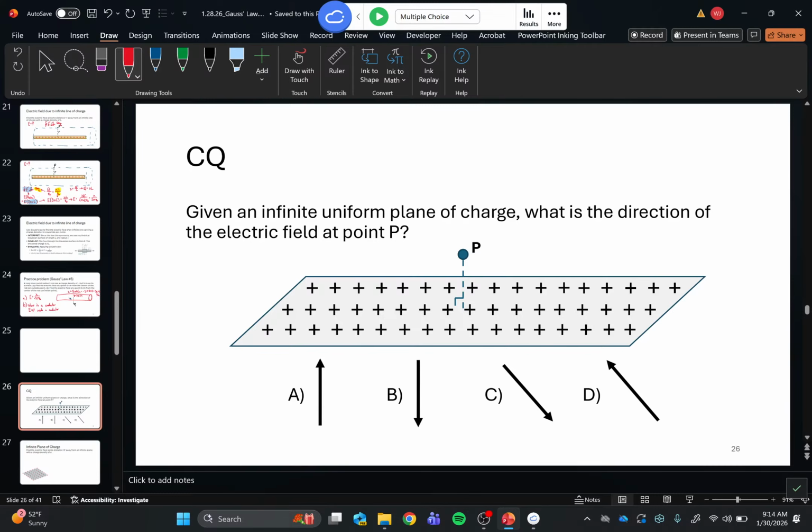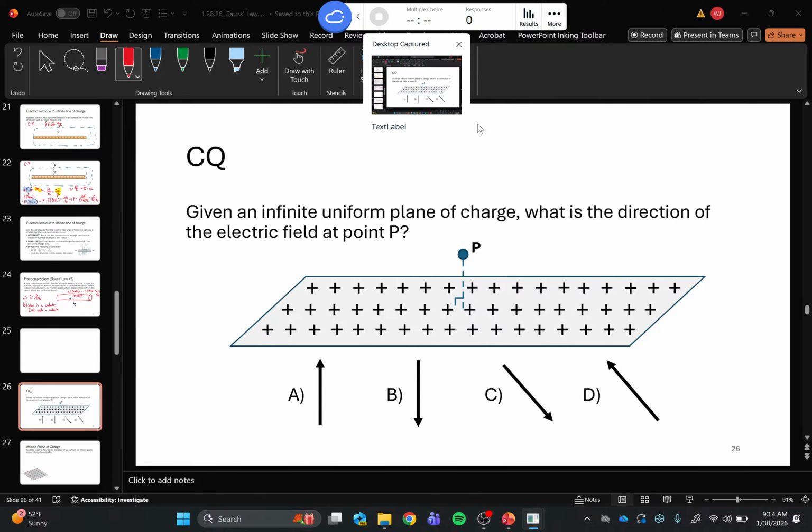All right. Let's do one or two more quick. I've already asked this, but let's see if it made sense. Given an infinite uniform plane of charge, what is the direction of the electric field at point P? Some random spot above it. Is it up, down, bottom right, bottom left? Or sorry, up, down, bottom right, up, left.